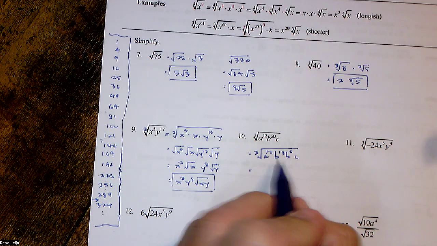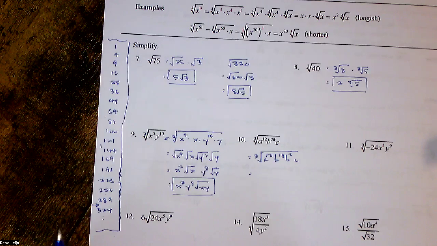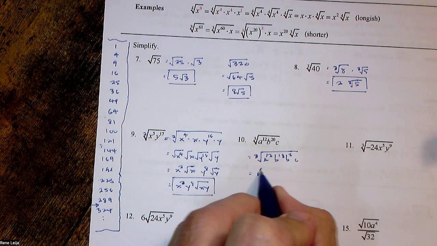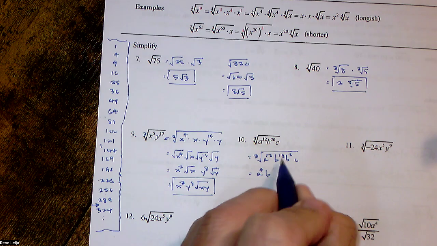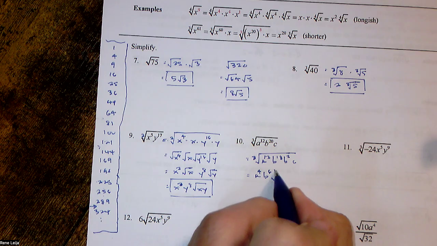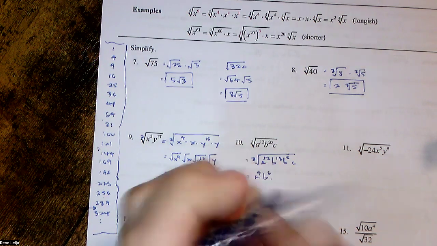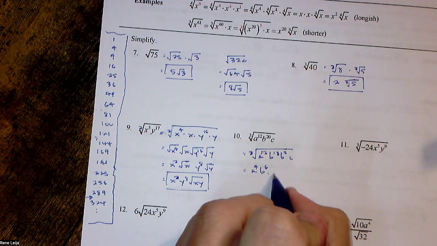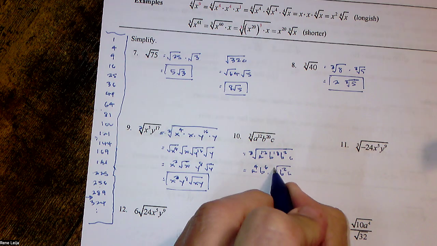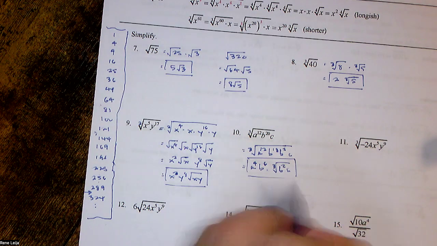The reason I did this is so I can see which exponents are divisible by 3. 12 divided by 3 is 4, so that's an a to the 4th that comes outside. 18 divided by 3 is 6, so b to the 6th comes outside. And then the rest has to stay inside. So the b squared c has to stay inside. Don't forget your cube root.